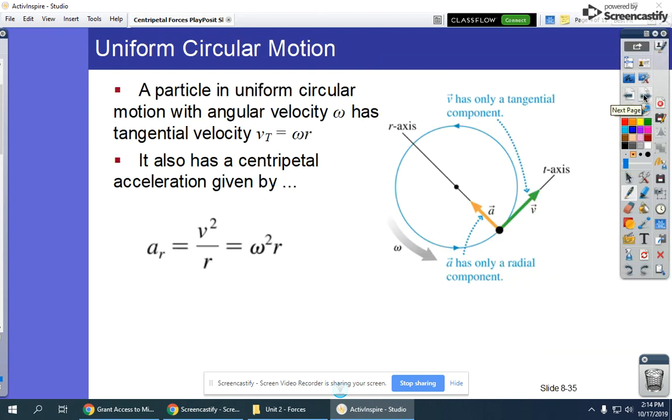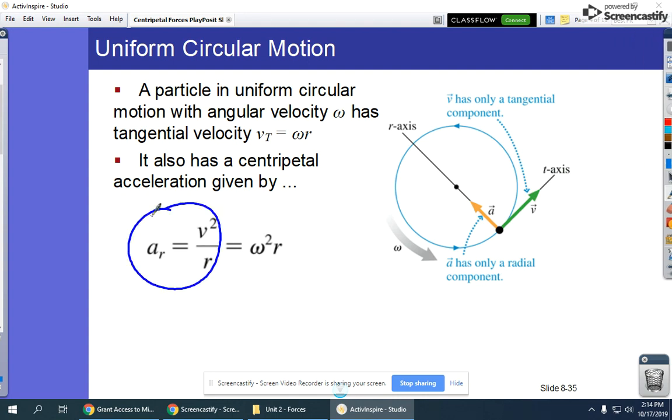Well, as it turns out, and there is a proof of this, but it's not particularly interesting, the acceleration that you need to keep yourself moving in a circle is exactly equal to the square of your velocity divided by the radius of the circle you're moving in, v squared over r.